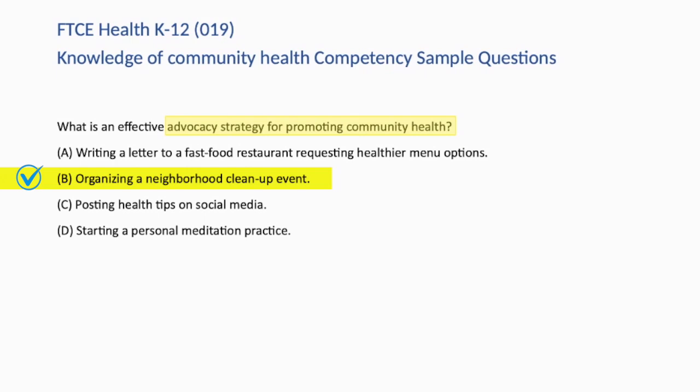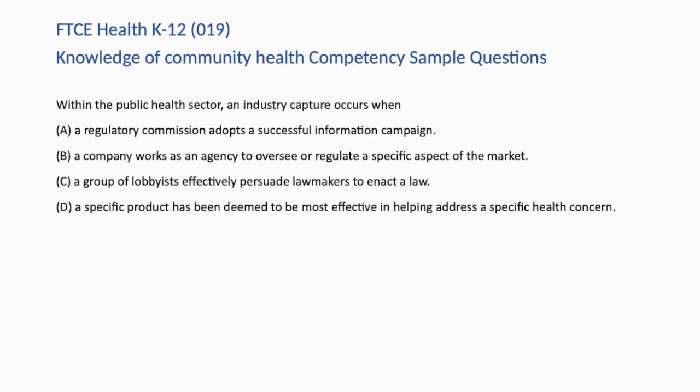health issues. Within the public health sector, an industry capture occurs when A. A regulatory commission adopts a successful information campaign. B. A company works as an agency to oversee or regulate a specific aspect of the market. C. A group of lobbyists effectively persuade lawmakers to enact a law. D. A specific product has been deemed to be most effective in helping address a specific health concern. So this question wants us to identify when an industry capture, otherwise known as a regulatory capture, would occur in the public health sector.